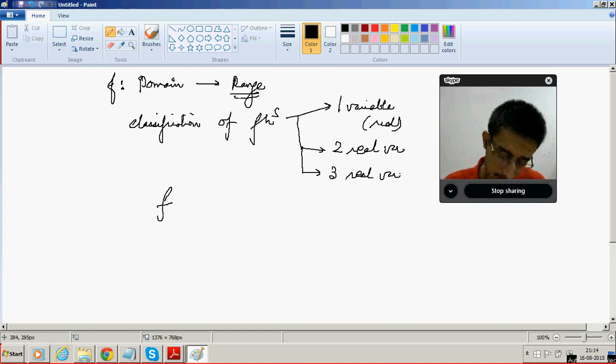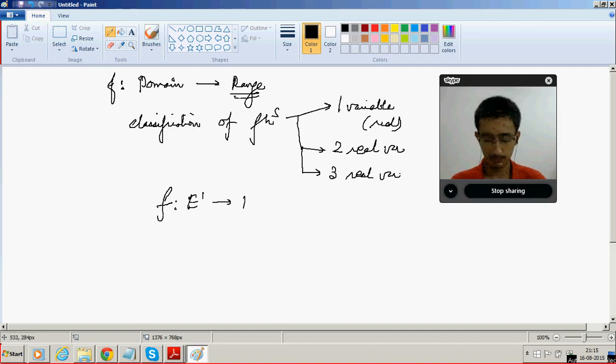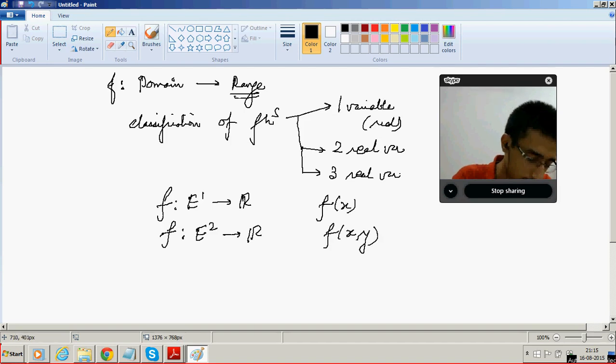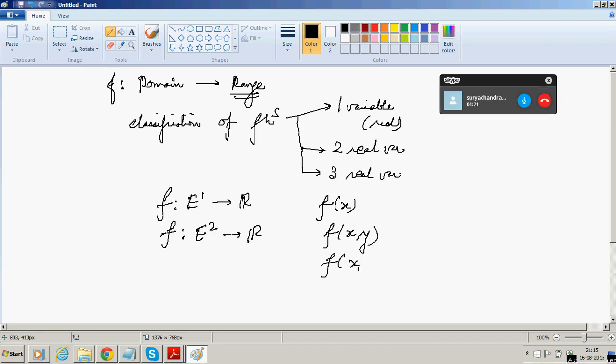So f is a function. In the first case, it is from E1 to R. In the second case, it is a function from the space E2 to R, so on and so forth. So we might say f of x, f of x, y, and then we can say f of x, y, z.